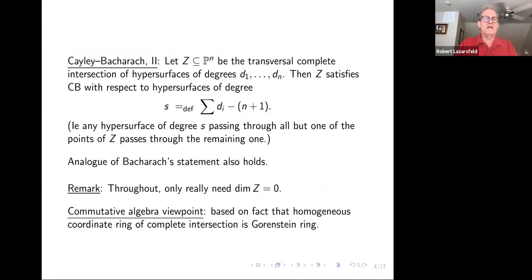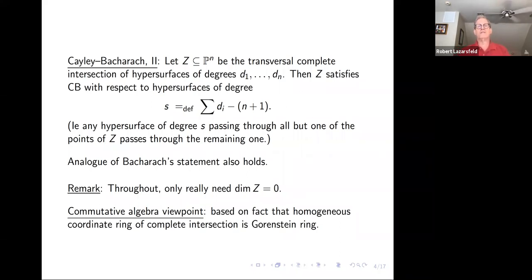Okay, but again, there's nothing special about just curves in the plane. This statement generalizes very naturally to hypersurfaces in projective space. So what's the statement there? Again, in projective space, you start with n hypersurfaces of degrees d1 through dn, and you let Z be their complete intersection.